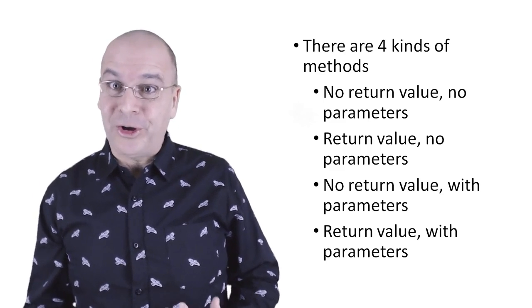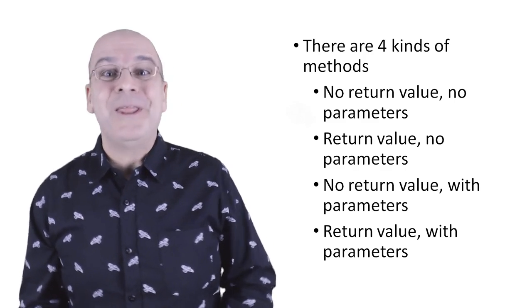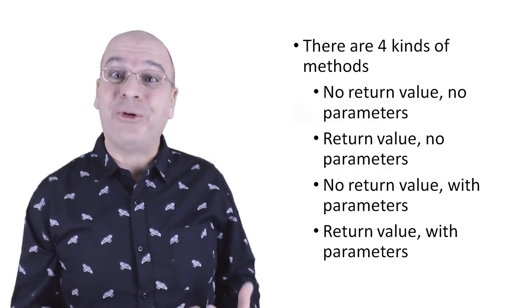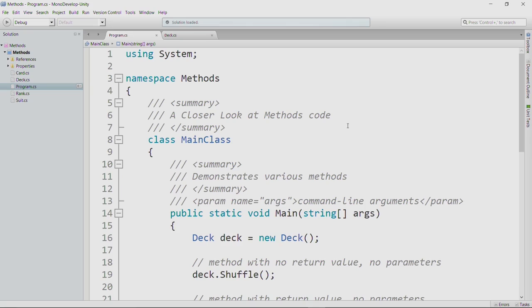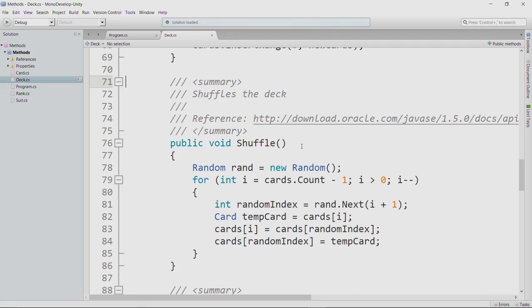Let's make this a little more concrete by going to some code that implements and calls these 4 kinds of methods. We're going to look at the 4 different kinds of methods we talked about in our Deck class. So the first kind we'll look at is a method with no return value and no parameters, and that's the shuffle method in our Deck class. We indicate no return value by putting void as the return type for our method, and we indicate that there are no parameters for this method by putting nothing between the open and closed parentheses in the method header.